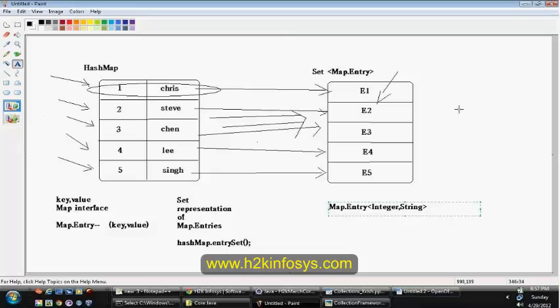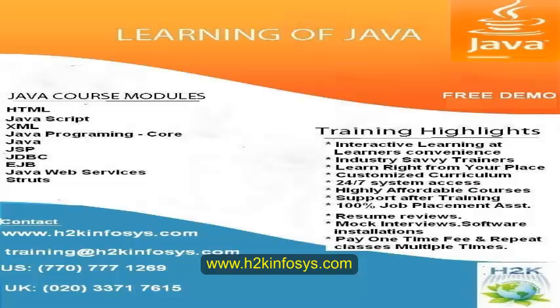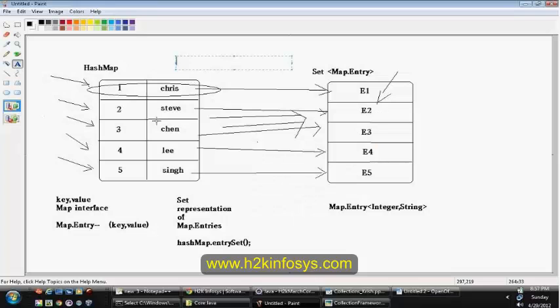But when you say a set representation of whole map.entries, let us say you are converting from this level to this level. So that means what is the return type? It will be a set representation, and within the set you will have map.entries, and map.entry is of type integer, comma, string. So you just need to understand like that.